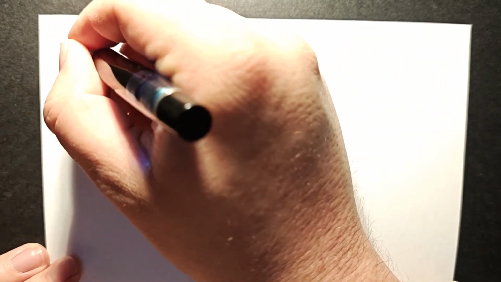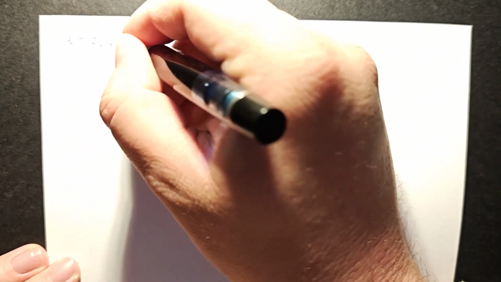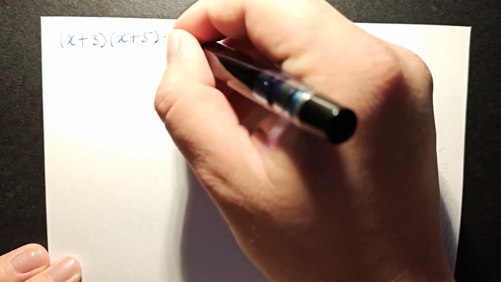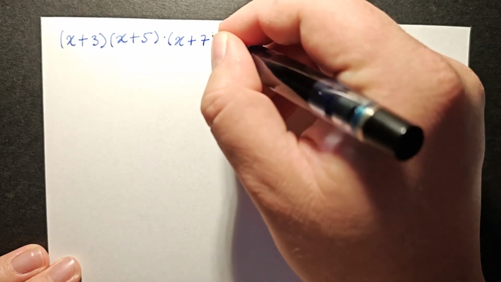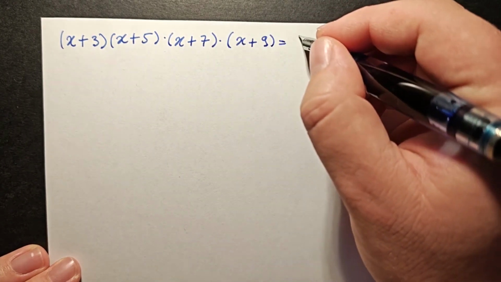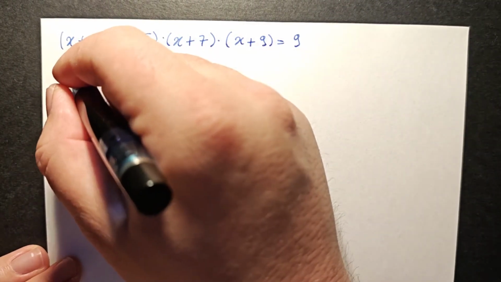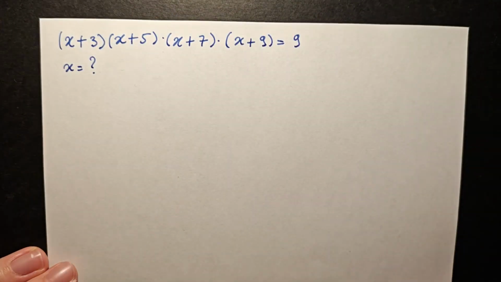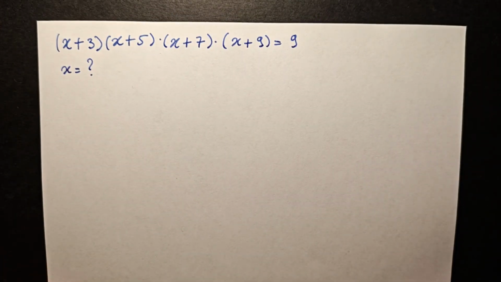In this video, we are going to solve a problem: (x + 3) multiplied by (x + 5) multiplied by (x + 7) multiplied by (x + 9) is equal to 9. Of course, the question is to find all solutions with respect to x.